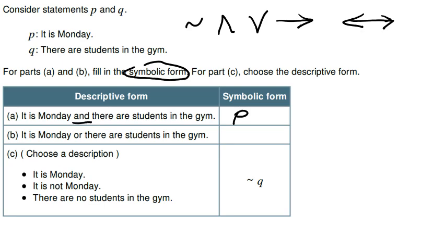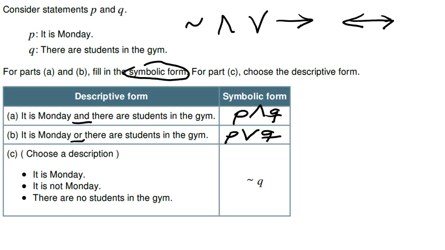We have the connective and. There are students in the gym. That's represented by Q. So P and Q. Part B, it is Monday, represented by P. The connective or. That's a V-shaped thing. There are students in the gym, represented by Q.